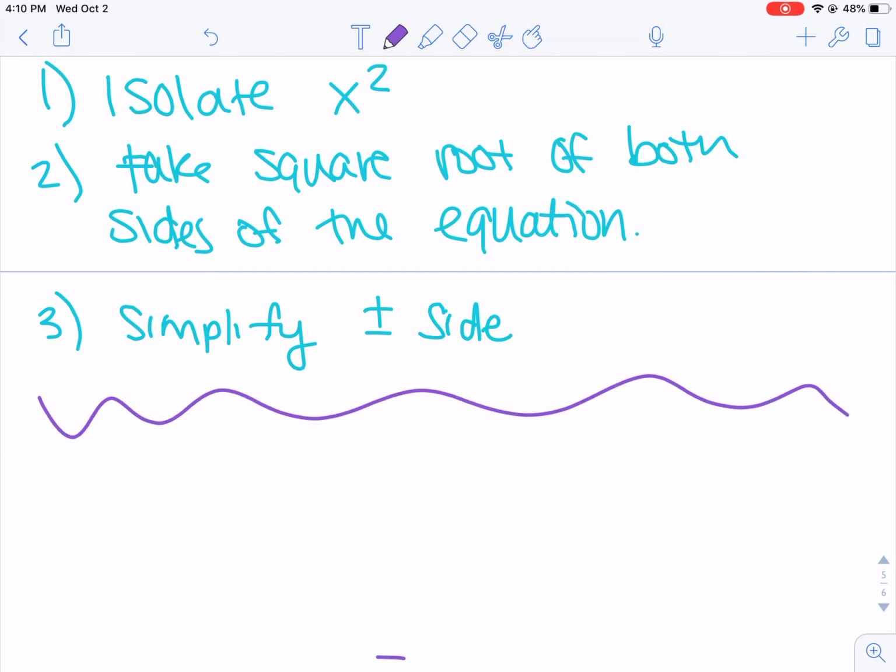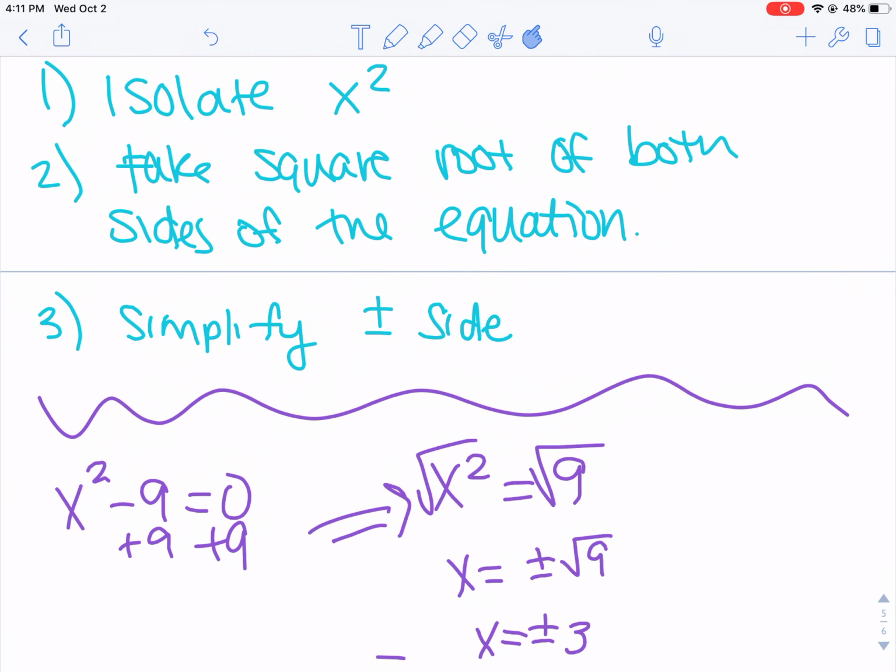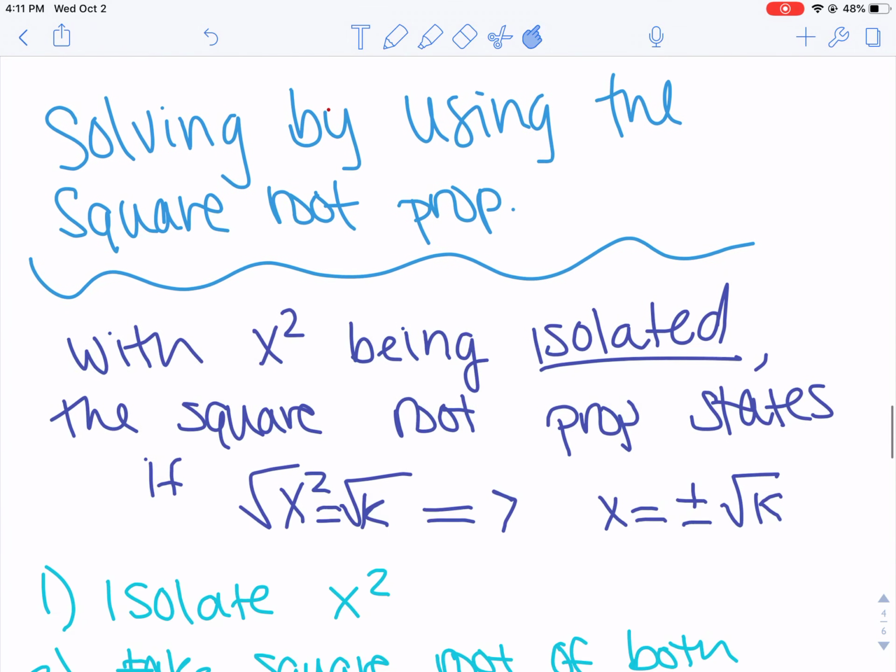Okay, so we're going to go back to that problem I told you we could do. x squared minus 9 equals 0. We did it by factoring, but you could also add 9 to both sides. That gives me x squared equals 9. Well, at this point, since x squared is isolated, you can square root both sides, and we get x equals plus or minus the square root of 9. The square root of 9 is 3, so x equals plus or minus 3, which is what we got in the other problem. We got x equals 3 and x equals negative 3.